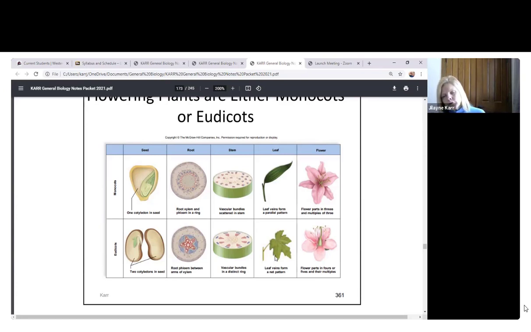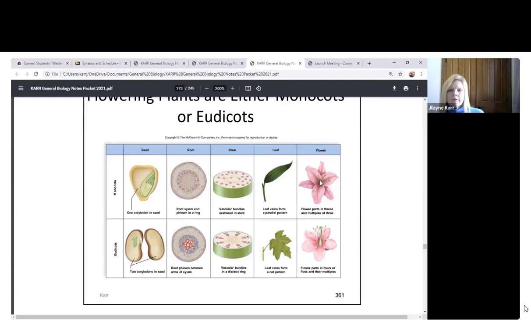So think of what an oak tree and a maple tree looks like, right? Those leaves are kind of netted. Those veins branch out in the leaf. But think of what a corn plant looks like. Corn, those veins all run in one direction. That makes it a monocot.